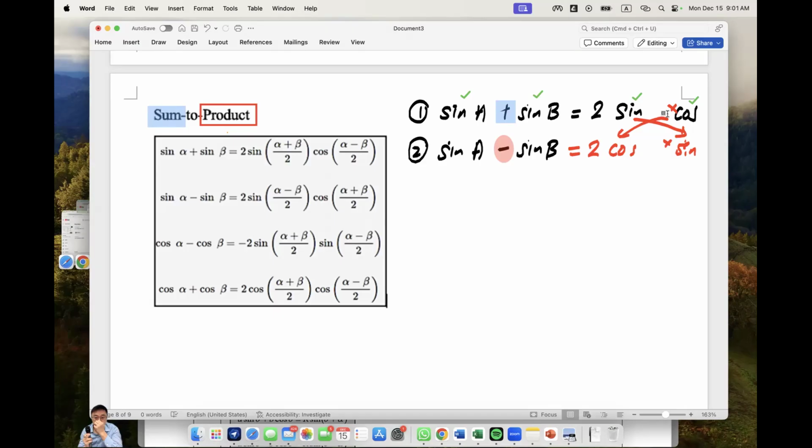Okay, the sum to product. I mean, the left hand side is the sum, either plus or minus. Whenever it is sine A plus sine B, you can write 2 sine cos, and sine A minus sine B is 2 cosine sine. Okay, let me write down. Just write down. I give you some time. You write it down.